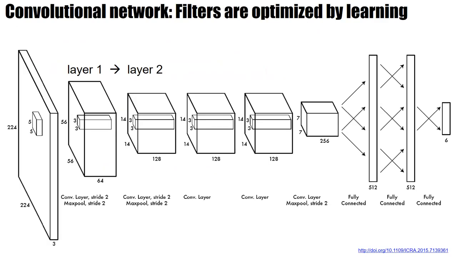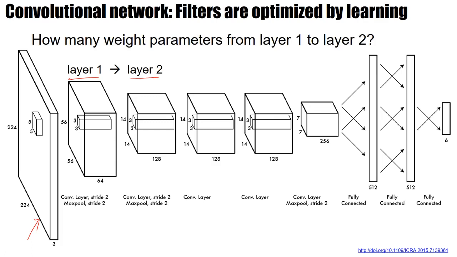Here is a standard convolutional network where an input would be first analyzed by a first convolutional layer, then by a second convolutional layer, third convolutional, fourth convolutional, and a couple of dense layers at the end. And the question I would like to ask: how many weight parameters are there on the connections from layer 1 to layer 2? So let's look at the moment at one of these filters in layer 2.